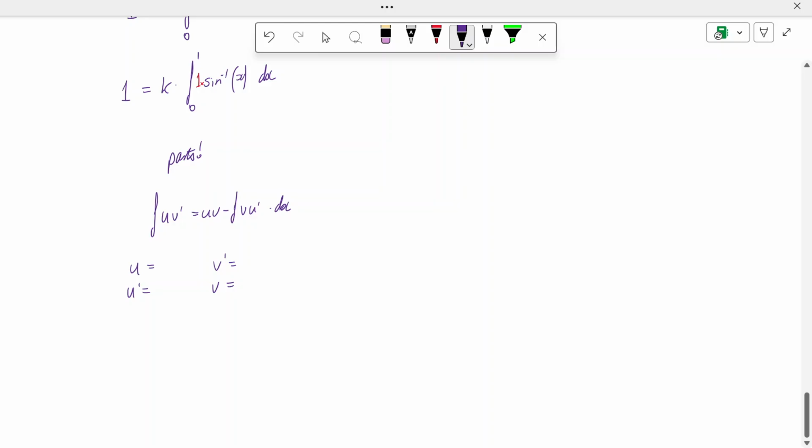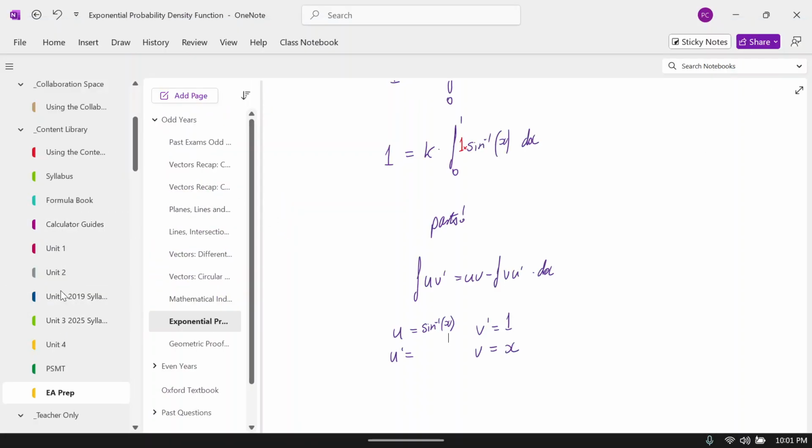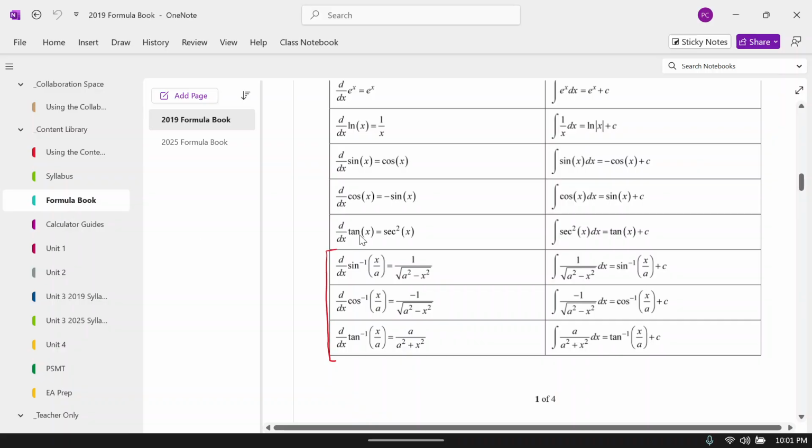So straight away, I can see now that the 1 is going to be really easy to integrate. So I'm going to set that to be v dash, which means that v would be x. And then u I'm going to set to be arcsine of x. And this is super easy to derive because this is actually one of the derivatives that appears in our formula book. So the derivative of arcsine of x on a is this expression every single time. We're not really dividing ours by anything, so a is going to be 1 in our case.